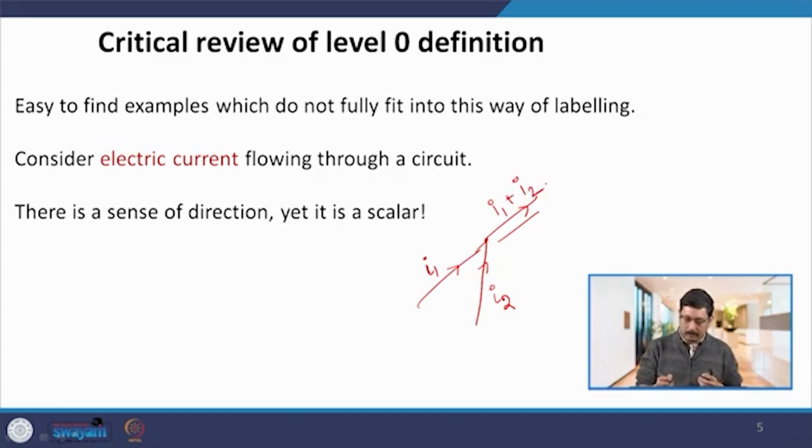So, how do you get that answer? You just add the magnitude of the current flowing in this part of the circuit to the magnitude of the current flowing in the second part of the circuit, and then you get the total magnitude. See that when you describe the circuit, you draw a direction. So, there is a sense of direction to the electric current, but yet we treat it as a scalar.